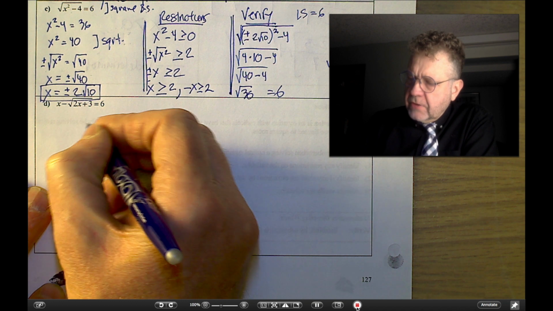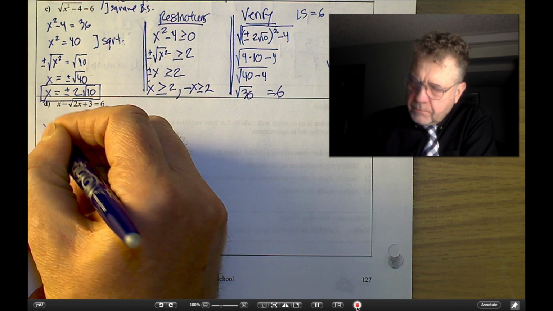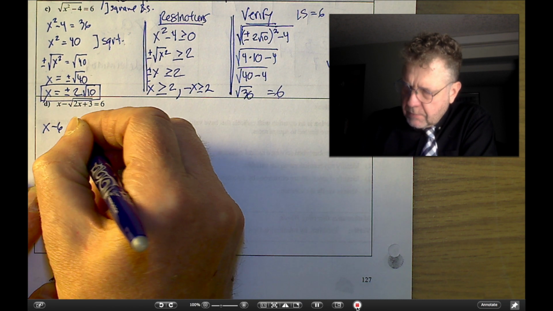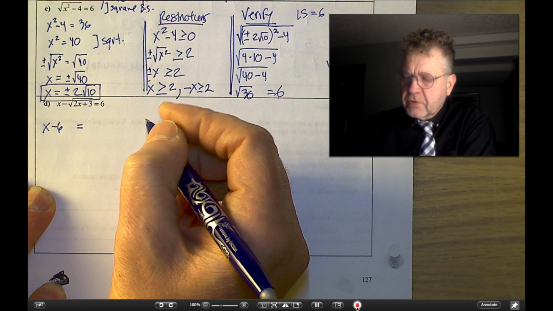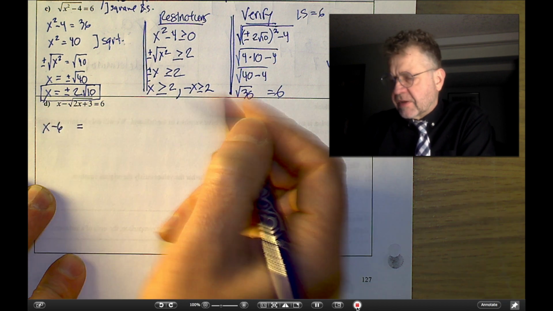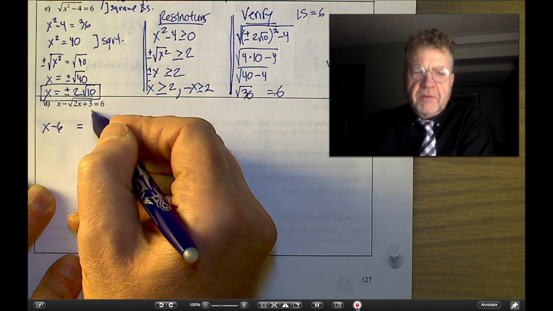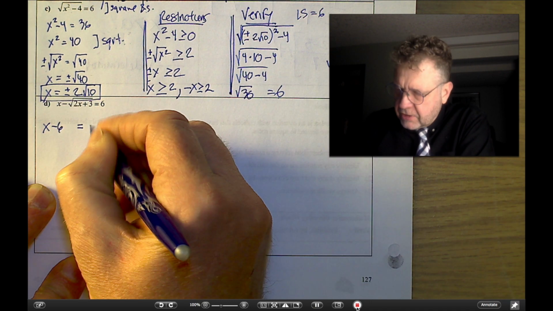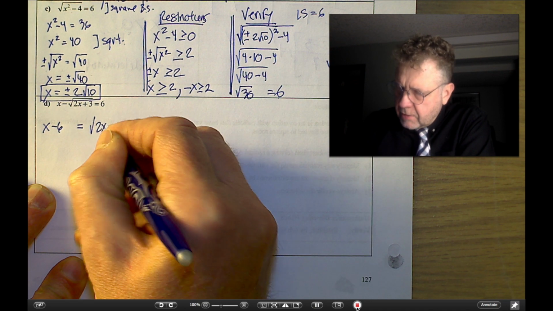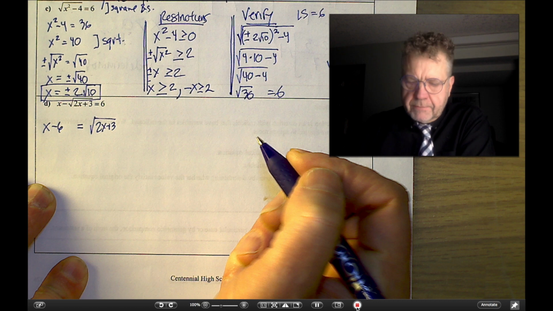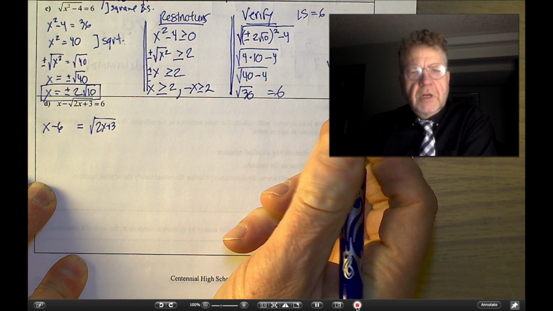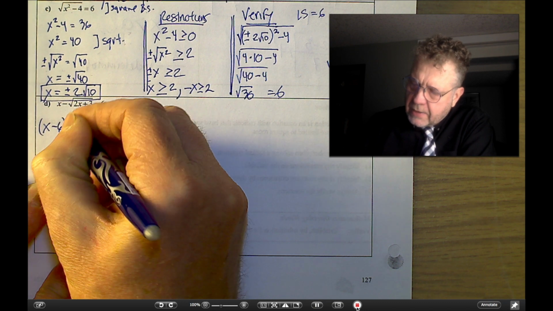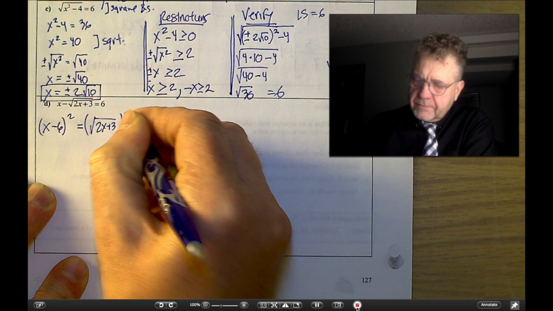What we're going to do is bring the 6 over, and bring the root 2x plus 3 to the other side. Because when I move the negative root of 2x plus 3 to the other side, it's going to turn it into a positive, right? Boom, like that. And then to get rid of this radical sign, I'm going to square both sides. Okay?